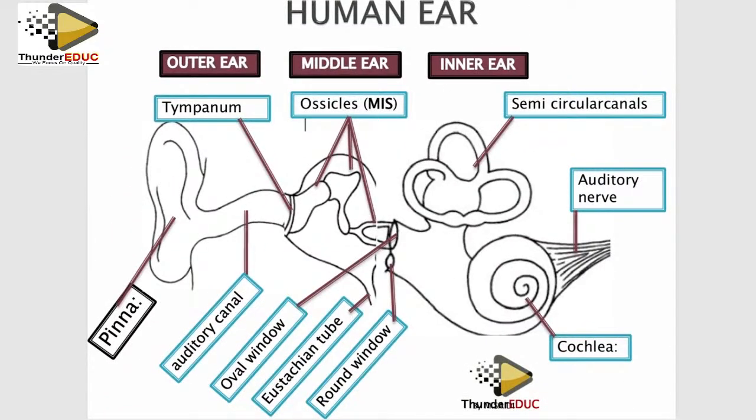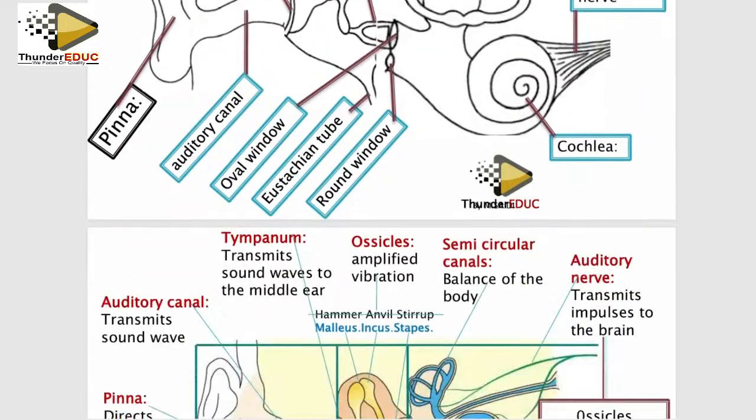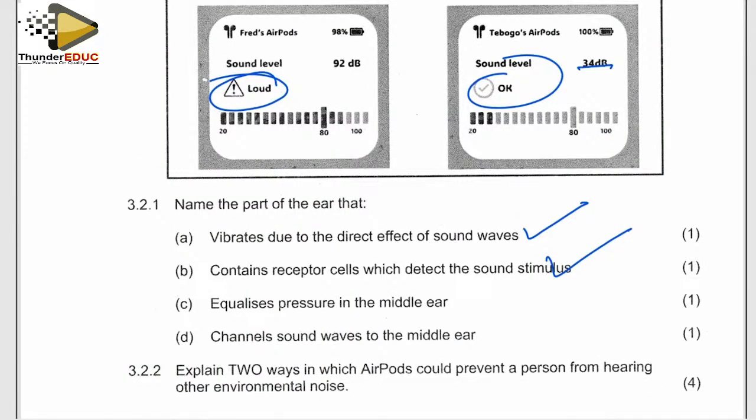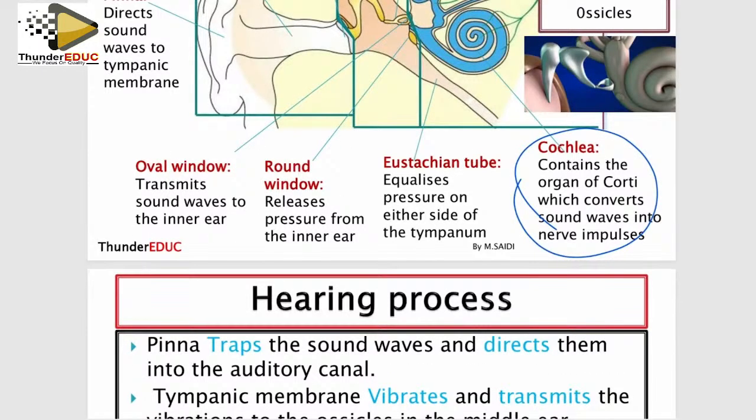They're talking about this. This is the cochlea. That's where you find this. You see, we say that it has the what? The organ of Corti. Then another question: equalize pressure on air in the middle ear. We say that is the eustachian tube. It equalizes pressure on either side of the tympanic membrane, meaning in the middle ear.